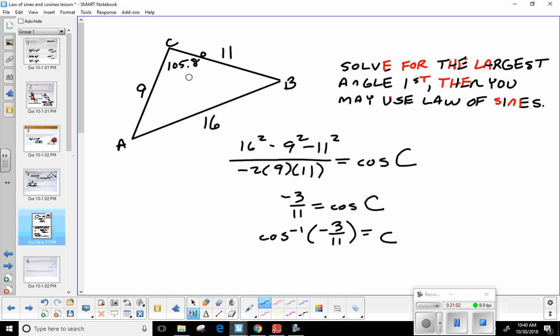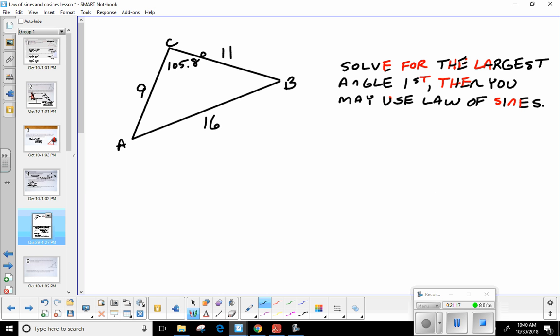Now, whether C did turn out to be obtuse or whether he's acute, either way, what do I now know about A and B? They have to be acute. It's the only way we can form a triangle. So now let's go with the law of sines. Okay. So let's go ahead and find angle A first. So I'm going to say sine of 105.8 degrees over 16 equals the sine of A over 11. Okay.